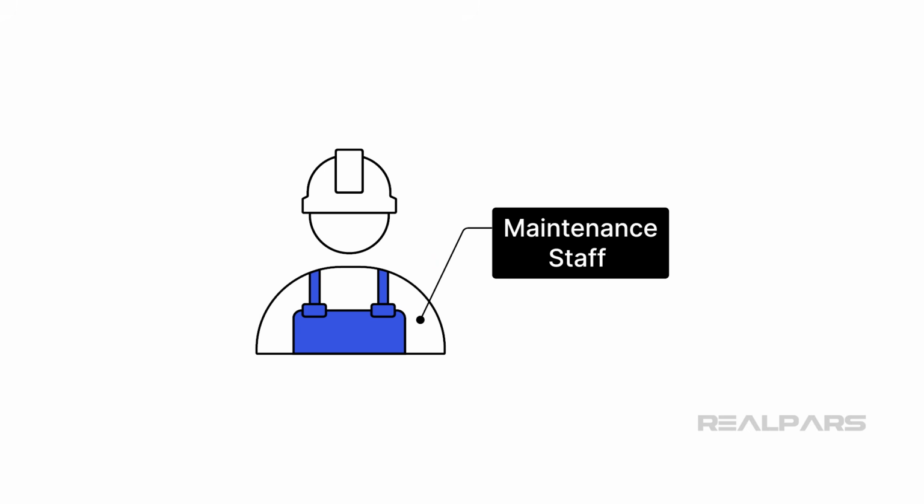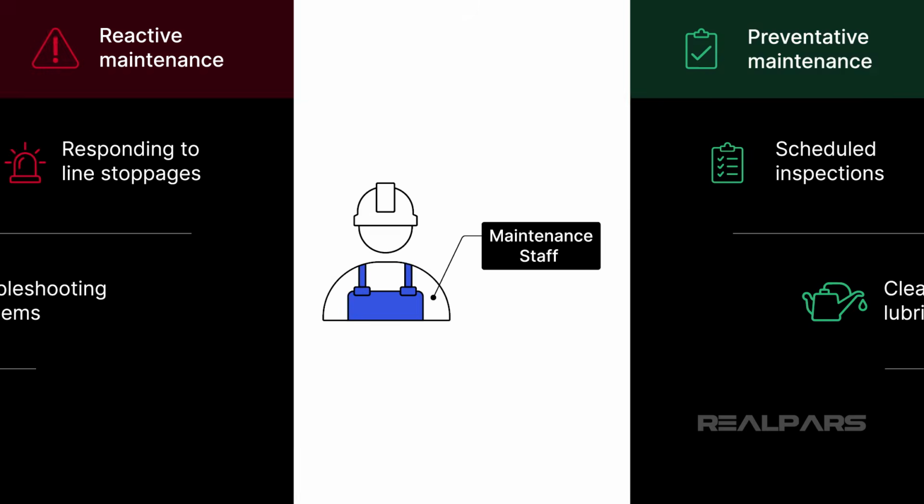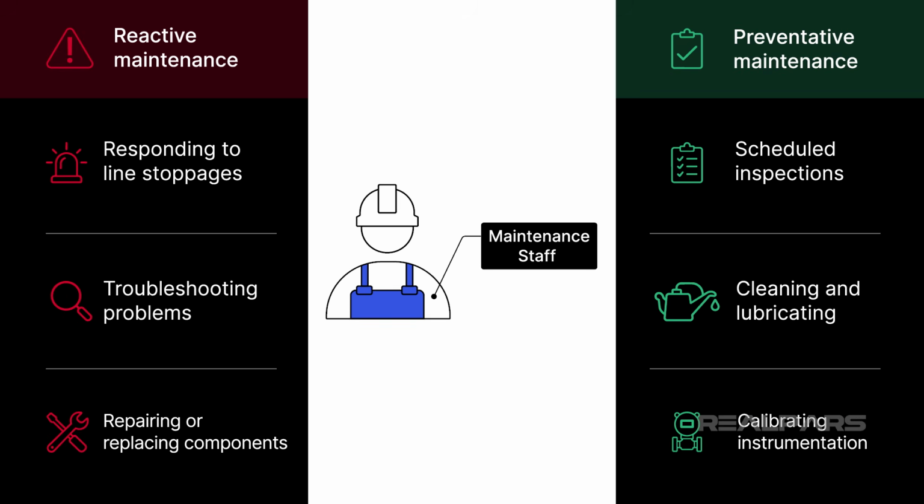Maintenance staff keeps equipment running through both reactive and preventative work. Reactive maintenance means responding to line stoppages, troubleshooting problems, and repairing or replacing components. Preventative maintenance means scheduled inspections, cleaning, lubricating, and calibrating instrumentation before something breaks in the first place.